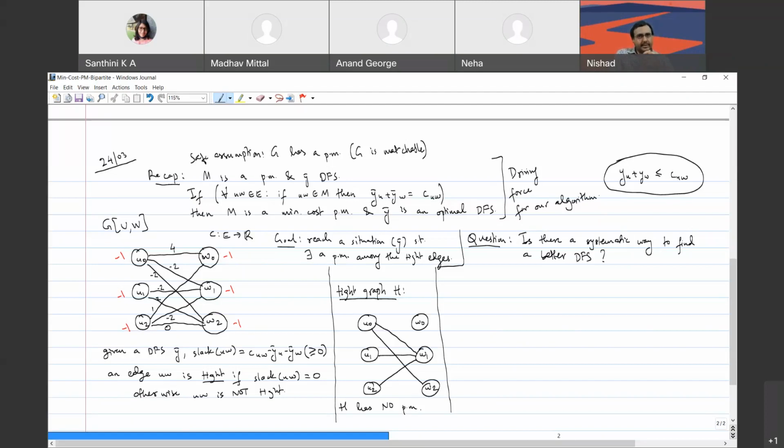We considered the slack of certain edges. How did we get those edges? What specific edges did we look at? Anyone in the call can also answer.